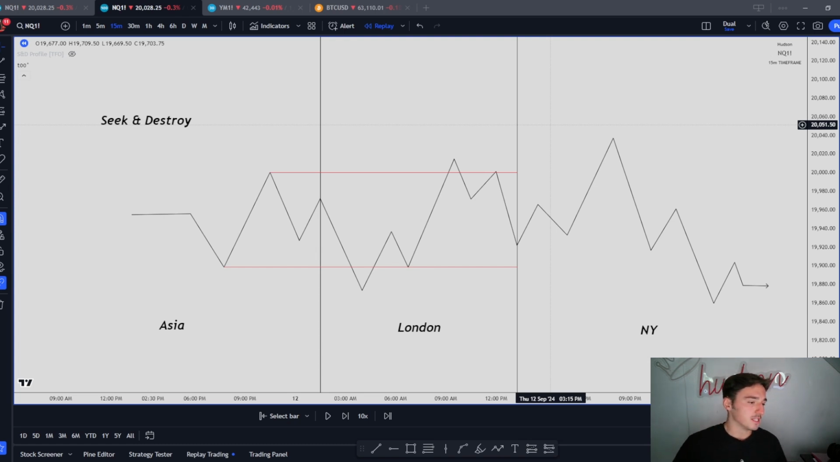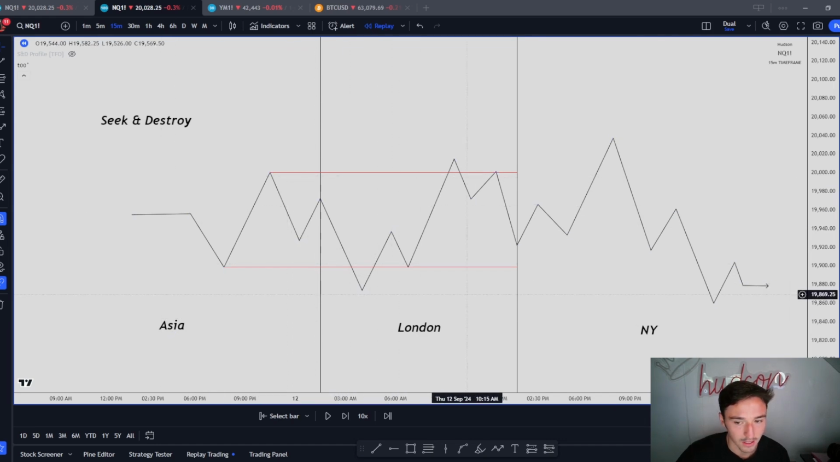And then obviously there's times when we'll have it randomly, but that is pretty much the two main reasons we will have Seek and Destroy. This is the Seek and Destroy profile. It is literally just, if midnight opens right around here, we're going to close right around midnight open, right? And right here we close, right around here would be midnight. It's just your consolidation profile.